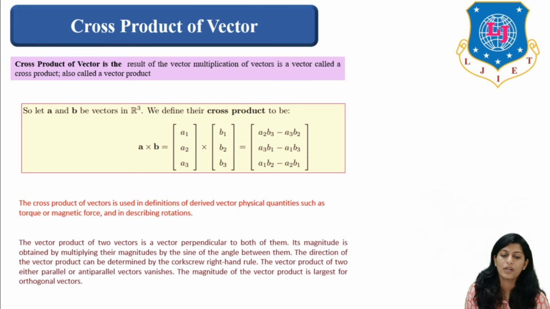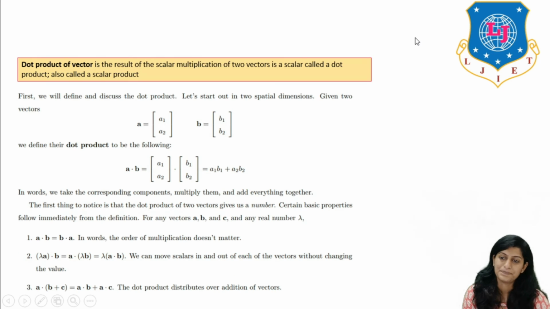The vector product of two vectors is a vector perpendicular to them, right? The final product which we are obtaining is basically a vector which is perpendicular to them, and its magnitude is obtained by multiplying their magnitudes by the sine of the angle between them. So we can even determine the magnitude from this. So this is basically the cross product of vectors.